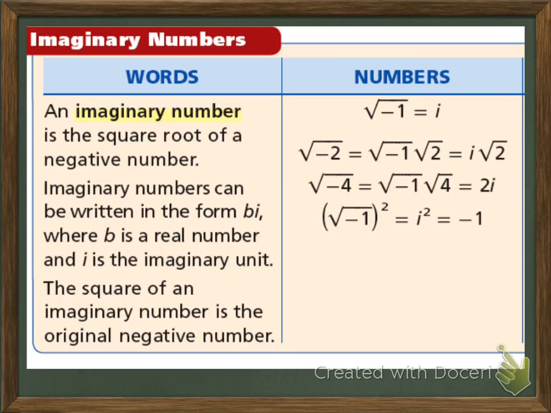So, for example, the square root of negative 2 could be factored out to be the square root of negative 1 times the square root of 2, and the square root of negative 1 is i, so that becomes i square root of 2. Or with your perfect squares, the square root of negative 4 would be the square root of negative 1 times 4; the square root of negative 1 is i, the square root of 4 is 2, so 2i would be the result there. And also because the square root of negative 1 is i, if I tried to square that, anytime you square a square root, it just cancels itself out. So then i squared is equal to negative 1 itself.